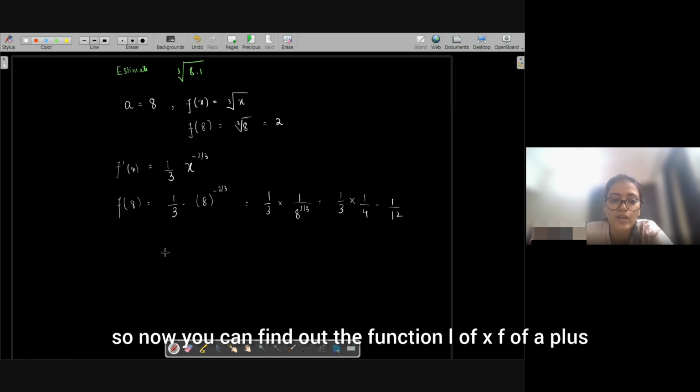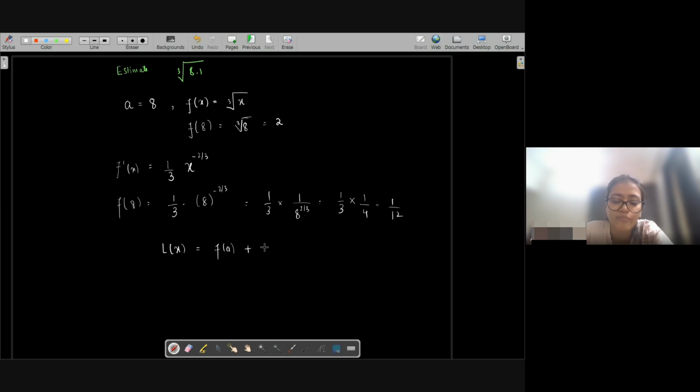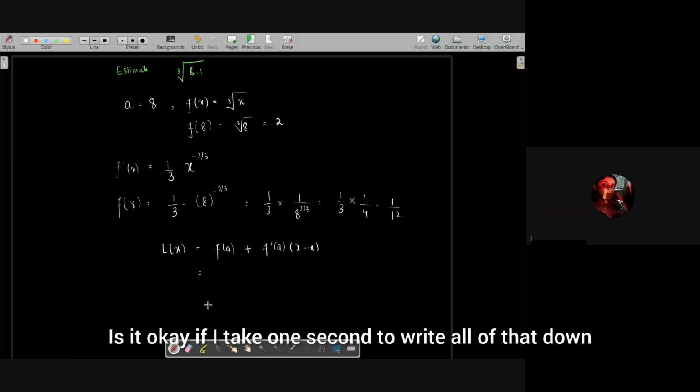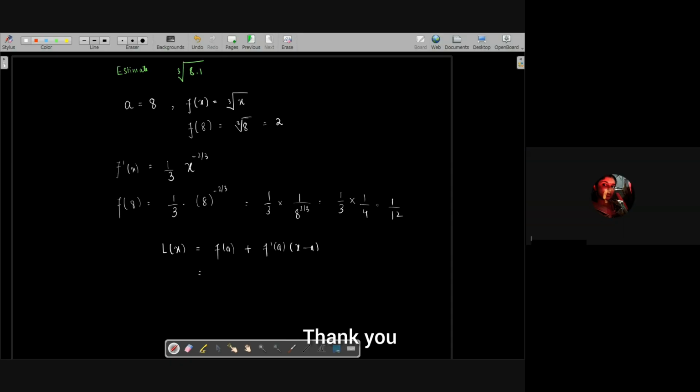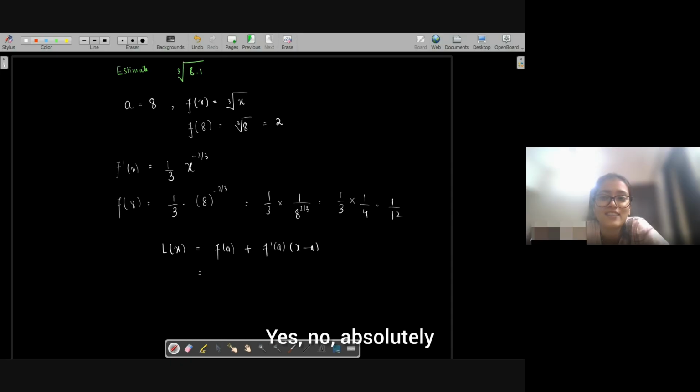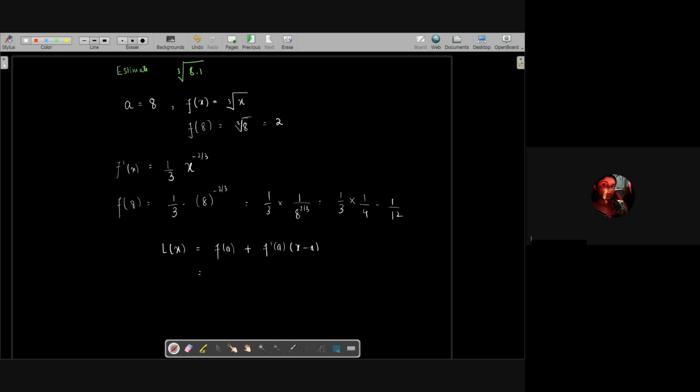So now you can find the function L of x, f of a plus f prime of a times x minus a. Is it okay if I take 1 second to write all of that down? Yes, sure. I was busy watching you write it and understand it, and I forgot to write it. Yes, absolutely.